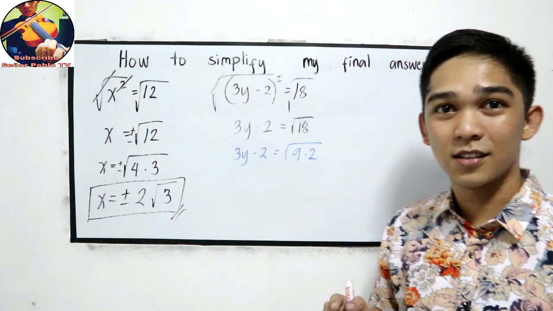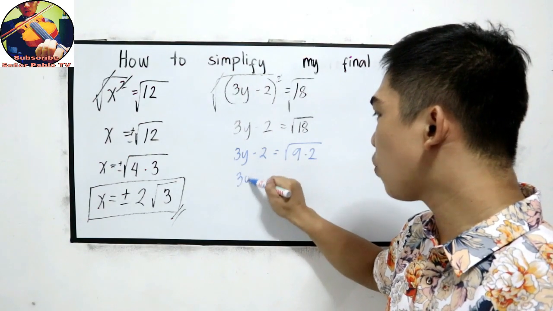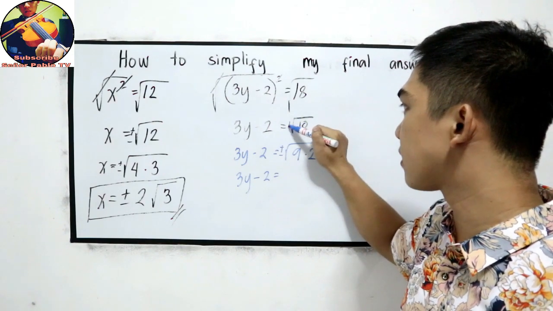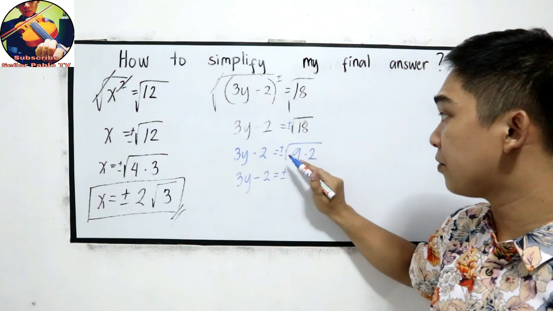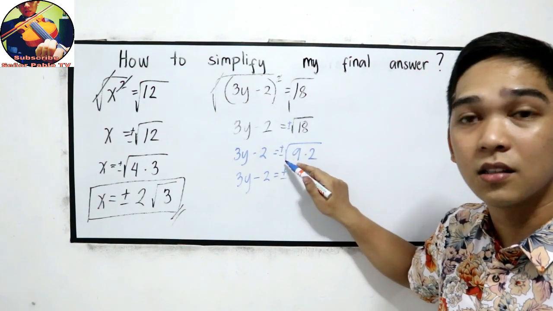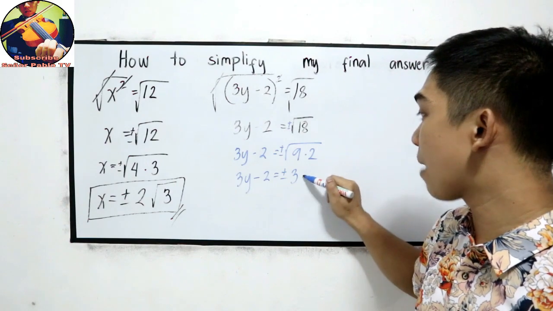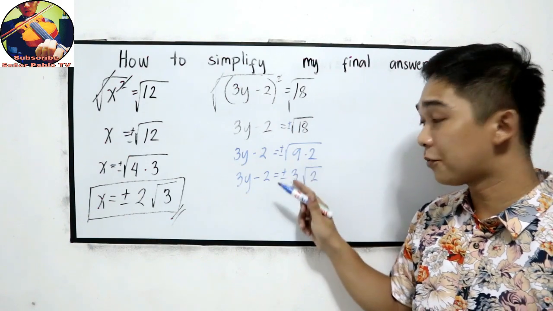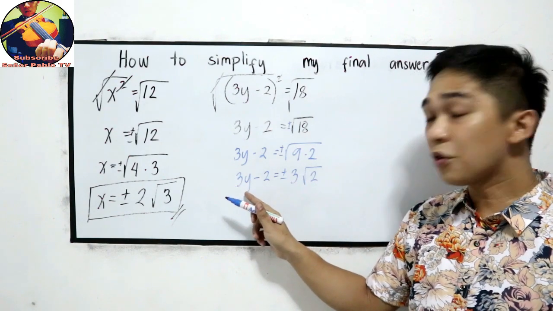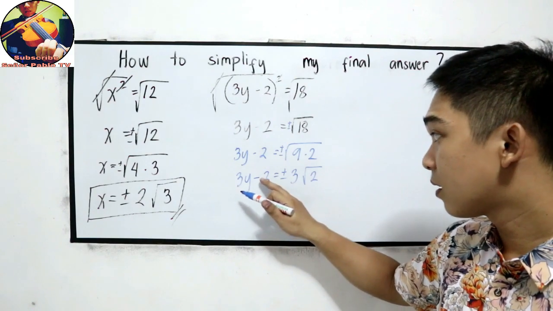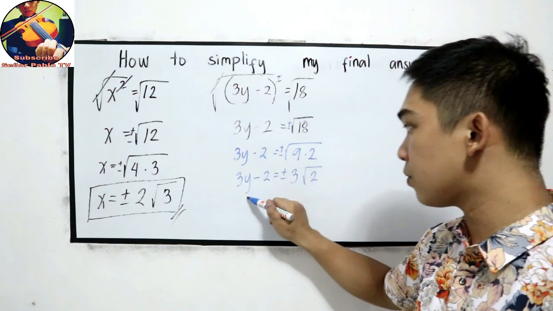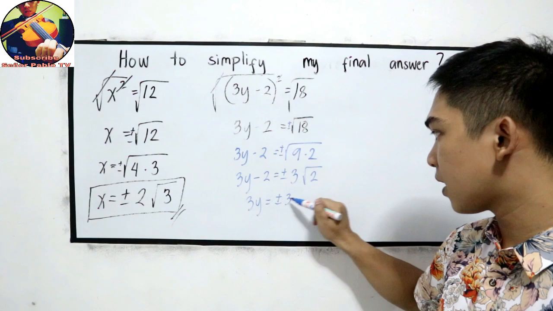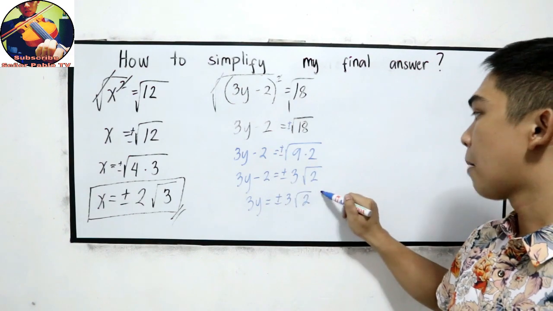Take note of that. Now we have 3y minus 2 is equal to, let's write positive negative square root of 9, that is 3. Then copy square root of 2. Okay, this is now in simplified form. We need to find y, so let us use the addition property, or we need to transpose. 3y is equal to, copy, positive negative 3 square root of 2, plus 2.